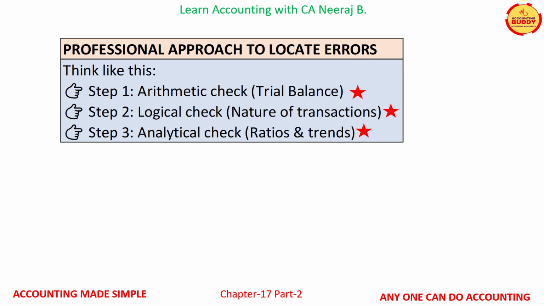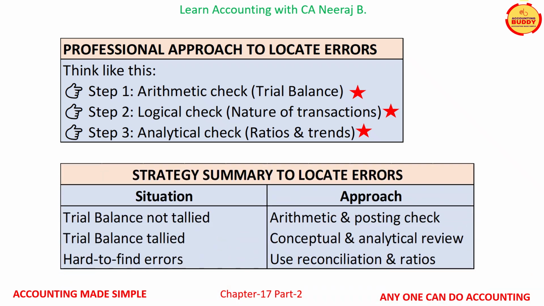Now let us summarize the strategy to locate accounting errors. If the trial balance is not tallied, take the arithmetic and posting checking approach. Now if the trial balance is matched, in such a situation, focus on conceptual and analytical review of accounts. To find out accounting errors, always rely on various account reconciliations and ratio analysis.